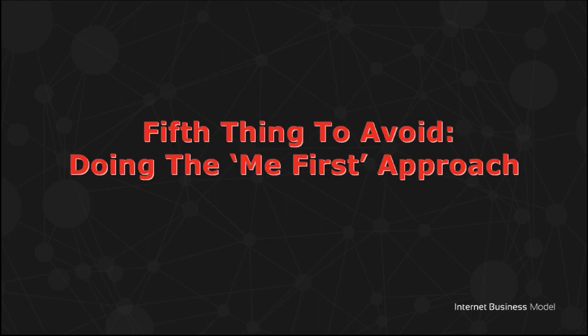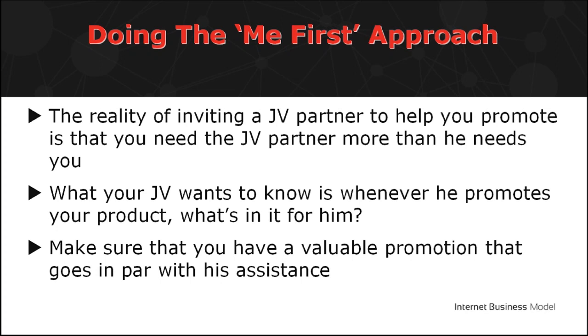The last thing to avoid is doing the me-first approach. This is one of the most ineffective approaches. The reality of inviting a JV partner is that you need the JV partner more than he needs you. What your JV wants to know is, whenever he promotes your product, what's in it for him. So ensure that both of you have a promotion that requires more or less the same effort from each other to keep things in balance. These are the top 5 things to avoid when striking up potential JV partners. To make things easier for you and your JV partners, offer to do all the work so they can focus on what they do best, bringing in sales for you.